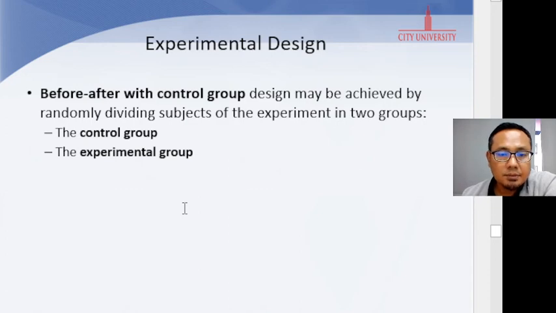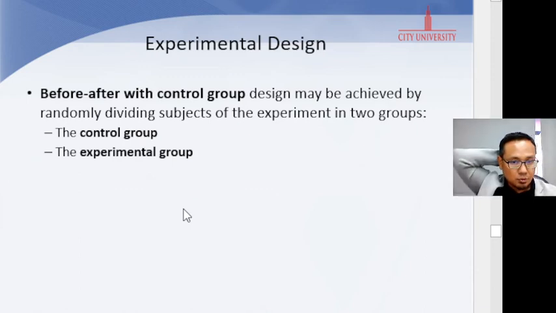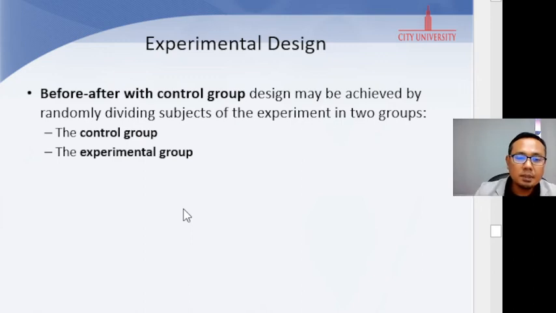Okay, before-after with control group can also be used under experimental design. It may be achieved by randomly dividing subjects of the experiment into two groups, the control group and the experimental group. For example, the control group is people who don't receive any training program. That's the control group. And for the experimental group, we can give a pre-test and post-test for them. So that's the experimental group.